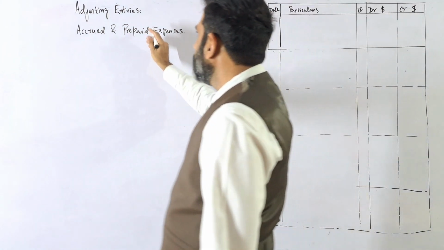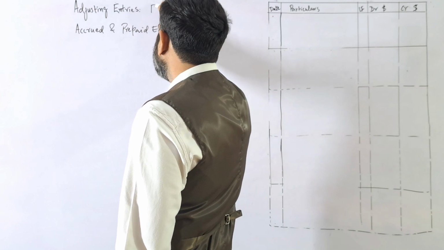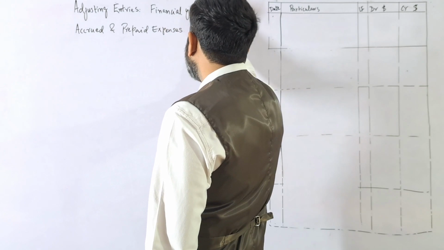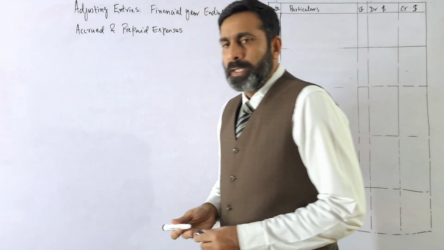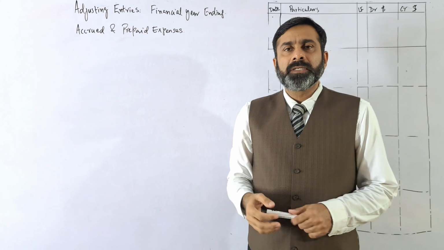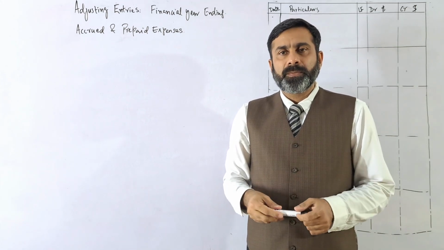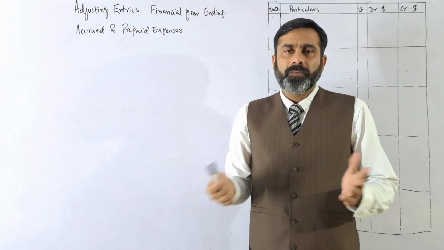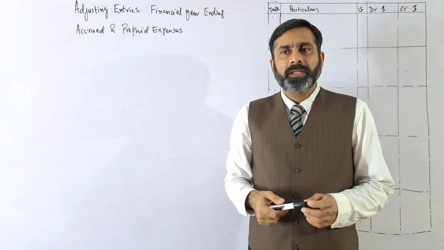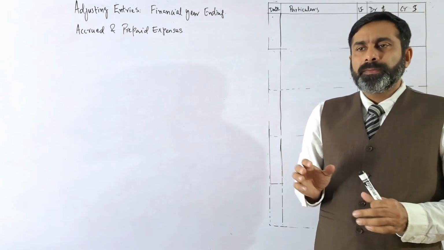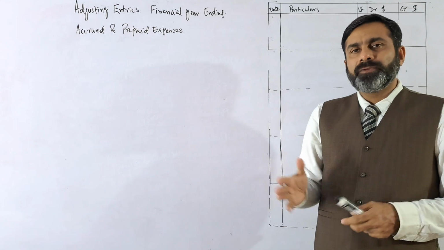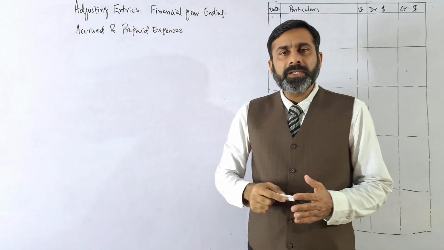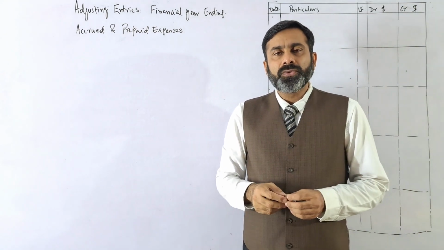See, first of all, we have to understand the meaning of the adjusting entry. If the financial year is ending, for example, in some countries the financial year ends on the 31st December. In some countries, it ends on 30th June, or in some businesses or countries, they follow 30th September. So any time the 12-month period ends, that will be considered the financial year ending. Now, when the financial year is ending, what does the business have to do?